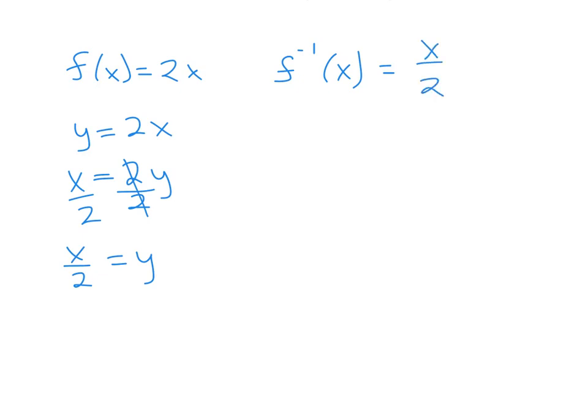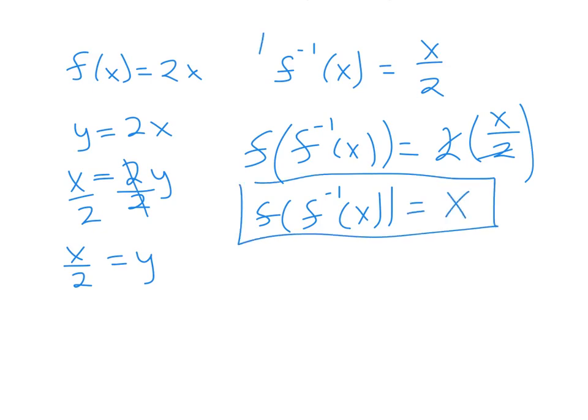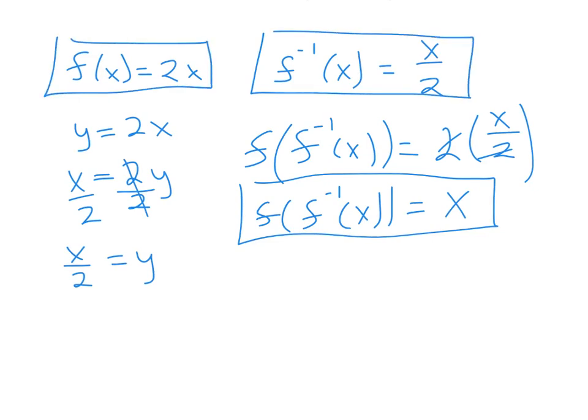Now, with that being said, we can verify that this is indeed the inverse by saying f of the inverse of x inside the original function. And so we have 2, and then I have x over 2 plugged in. The 2's are going to simplify, leaving me with this right here, that this function is equal to x. So these are indeed inverses, so this is what I'm looking for. I've got the original function and the inverse function, okay?